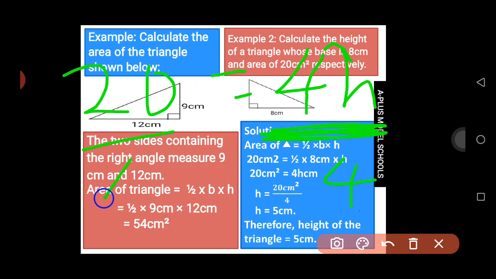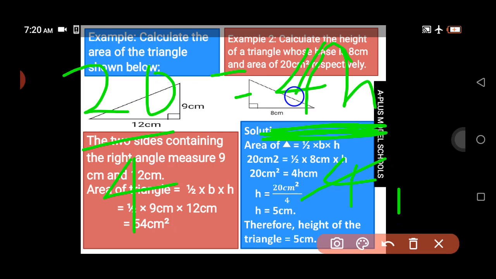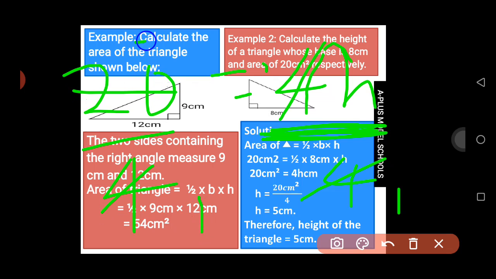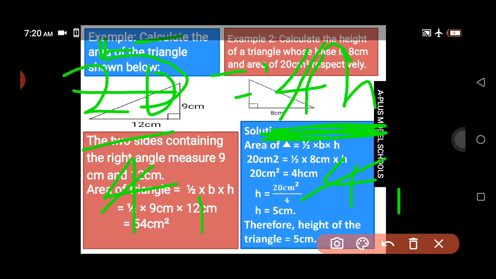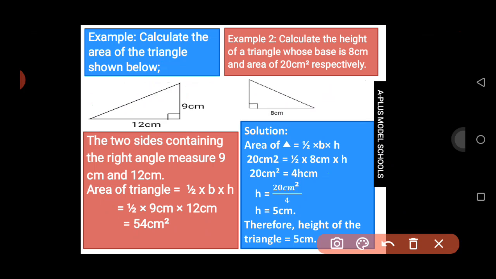Divide this also by 4. So 4 goes in 4, 1. 4 goes in 4, 1. 4 goes in 4 here, 1. 4 goes in 4 here, 5. So I have 5. So it means my h is equal to 5 centimeters. So my height will be 5 centimeters.